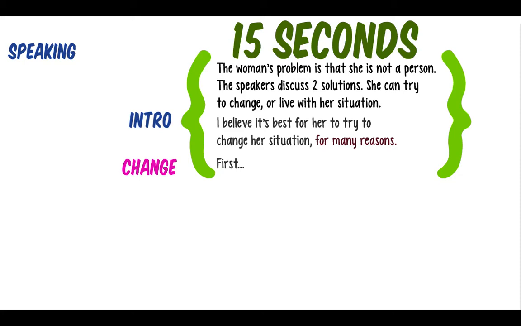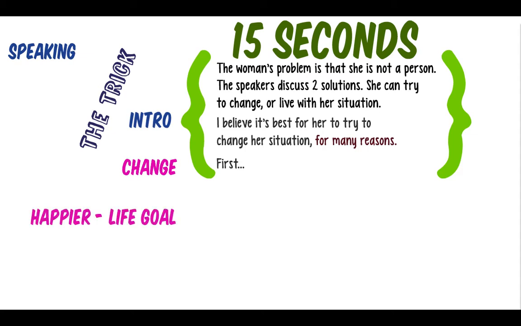So your objective is to say, I believe it's best for her to try to change her situation for many reasons. You need to say that sentence as quickly as you possibly can so that you have time to give the reasons and examples that support your opinion. Okay, that's the only trick to this item. If you do that well, you will succeed.